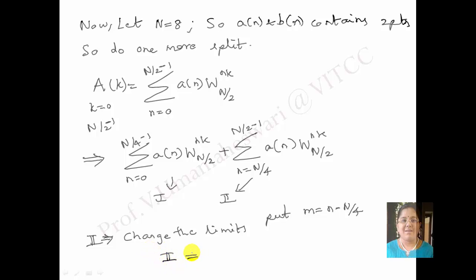So ultimately the second term will become, limits will change to m equals 0 to n by 4 minus 1. So we have to rewrite everything in terms of m. So a of m plus n by 4, because n is m plus n by 4, w m plus n by 4 k to the base n by 2.